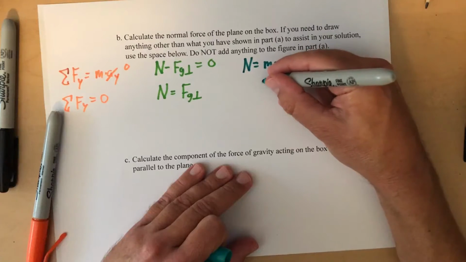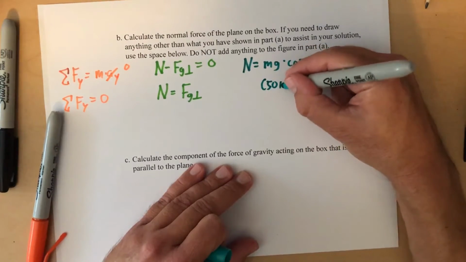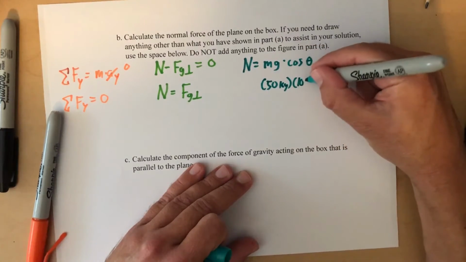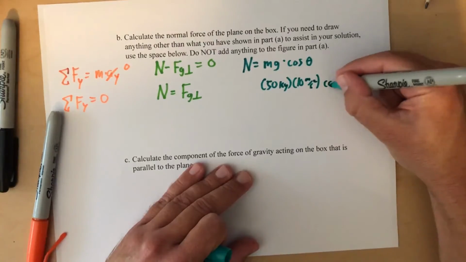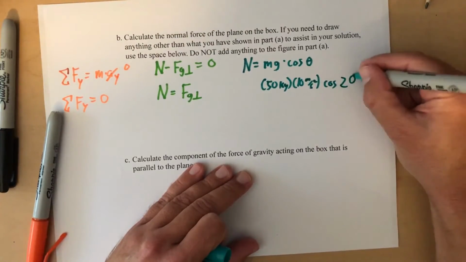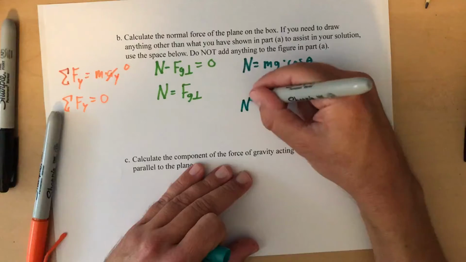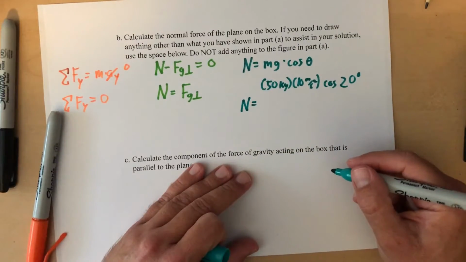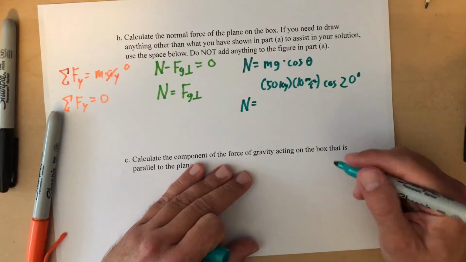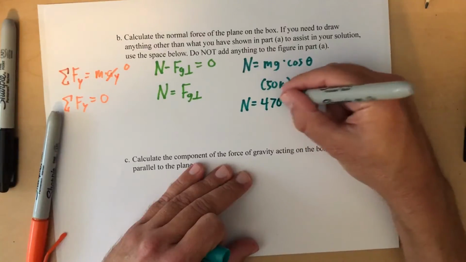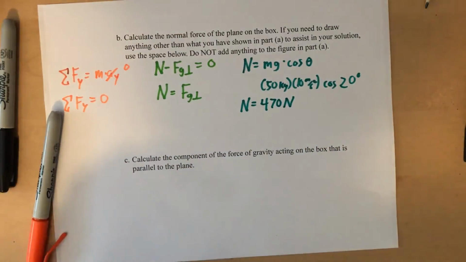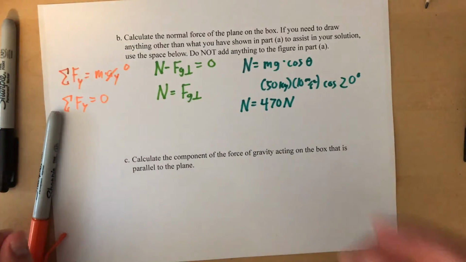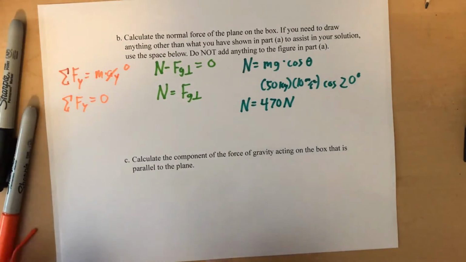They said that the box was 50 kilograms, we know gravity is 10 meters per second squared, and the angle they said is 20 degrees. So the normal force will equal, when you multiply all of those things out, about 470 newtons in that case there. So normal force is always equal to force of gravity perpendicular.